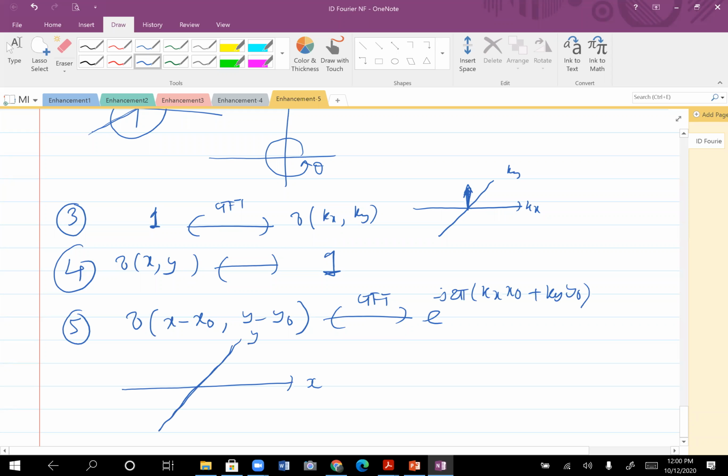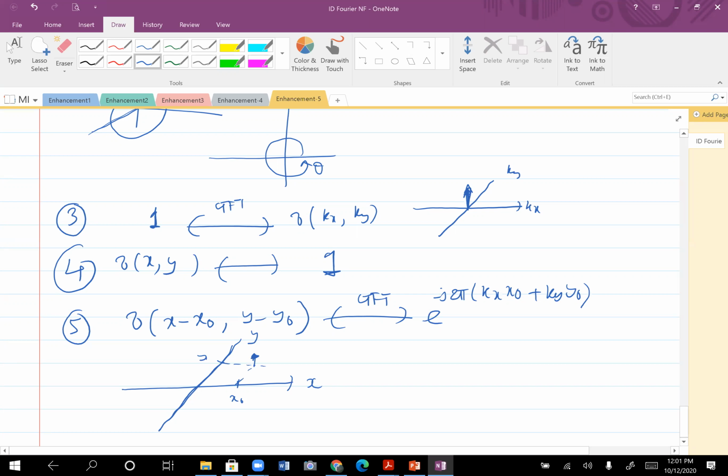So where will my impulse be now? How many impulses will there be? One, only one. Where is it located? At x naught, y naught. Assume this is my x naught, this is my y naught. So here there is one impulse, that's your delta of x minus x naught.